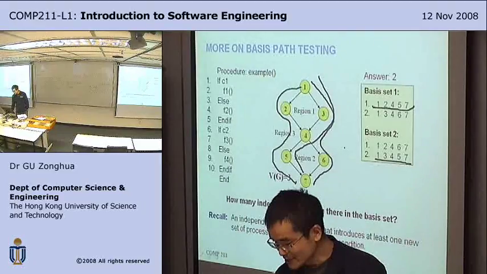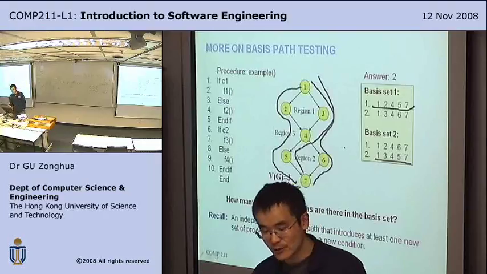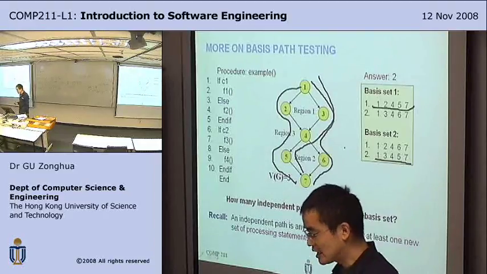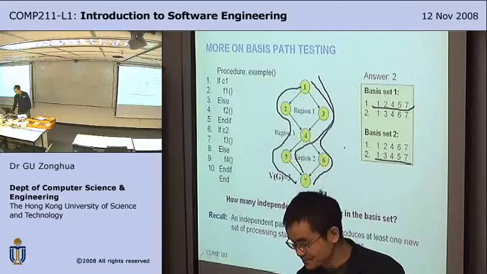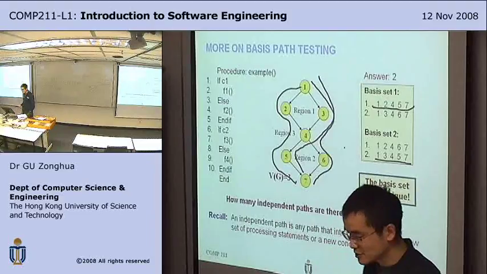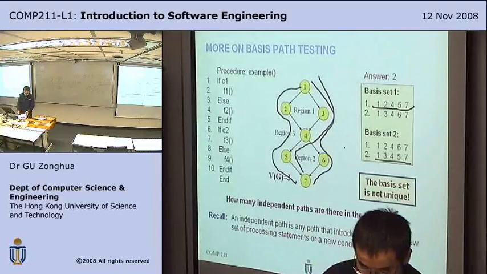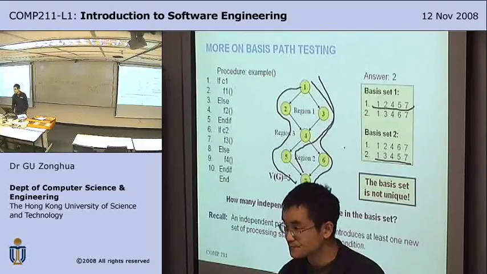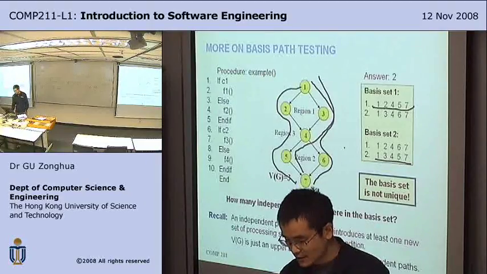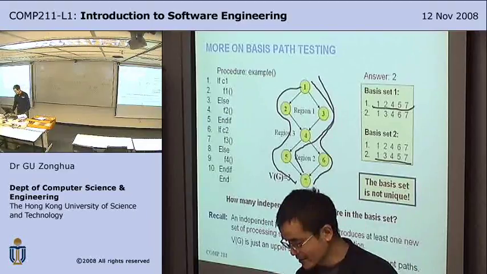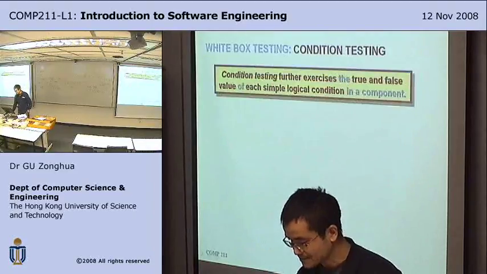So when you're designing a basis set, always remember that all the paths in the set should cover all the statements and should exercise all the true-false branches. So this example just shows your basis set is not unique. You can have multiple valid basis sets. So V, the cyclomatic complexity, is the upper bound on the number of independent paths.